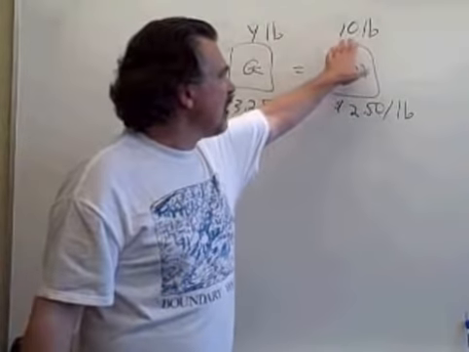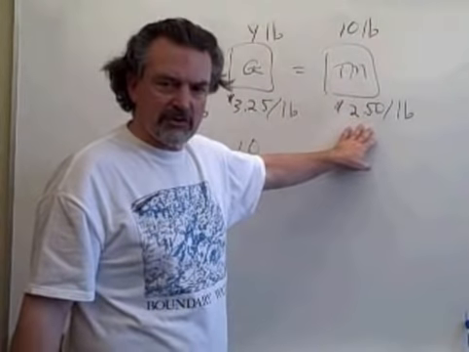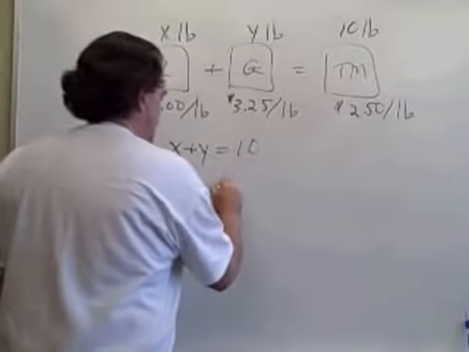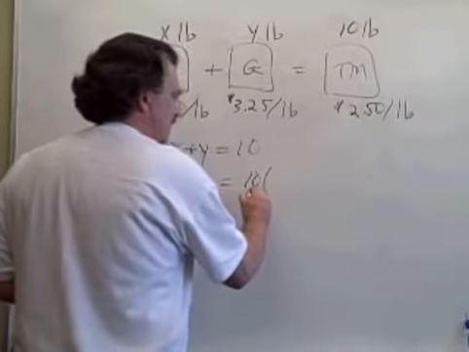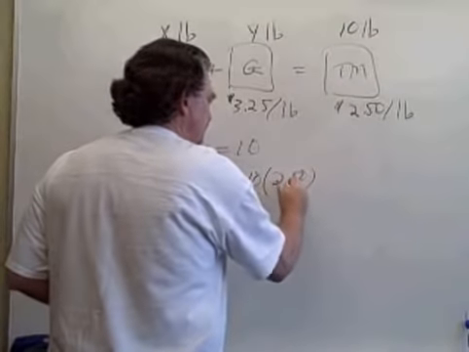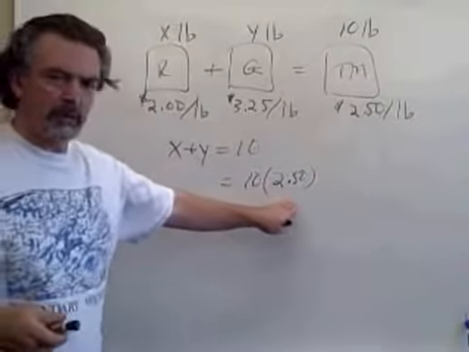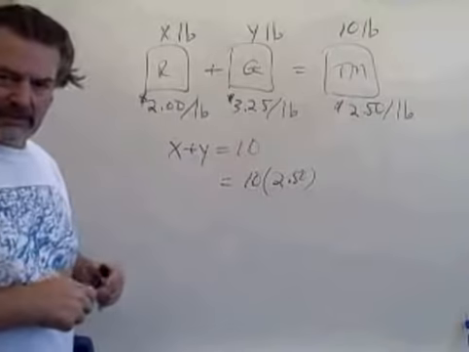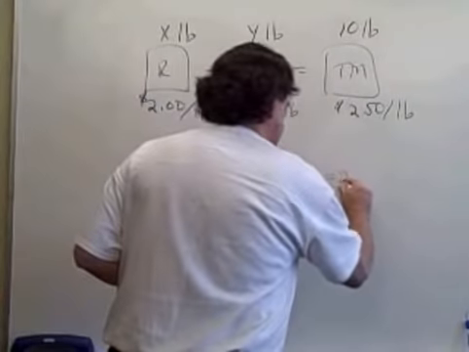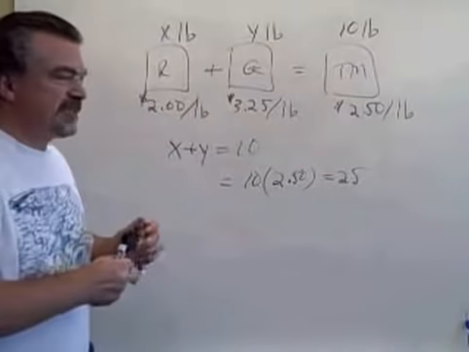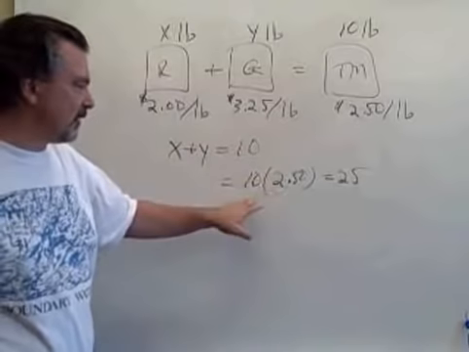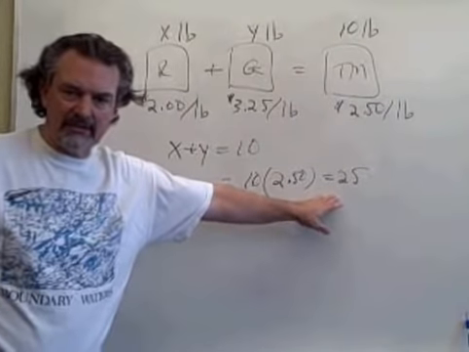If we sell all 10 pounds of the mixture at $2.50 a pound, aren't we going to make 10 pounds times $2.50 a pound? Isn't that how much money we're going to make, which would be what, $25? If we sell all 10 pounds of the trail mix at $2.50 a pound, we're going to make $25.